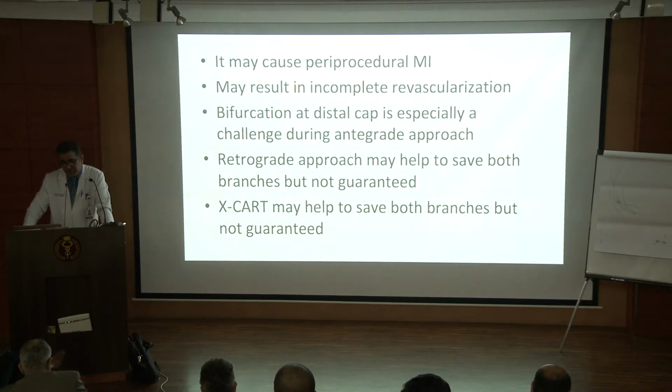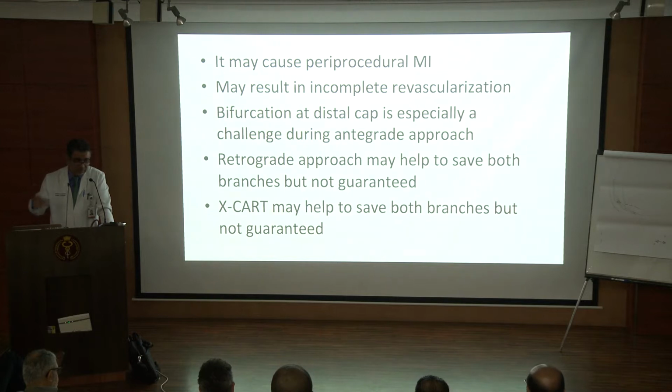The bifurcation issues are important because if you lose a branch, it may cause procedural myocardial infarction, may result in incomplete revascularization. Bifurcation at distal cap is especially a challenge during antegrade approach, as we've seen in the case today, and yesterday we did the offline. Retrograde approach may help to save both branches, but it's not guaranteed though. Reverse CART may help to solve both branches, but again, it's not guaranteed as well.